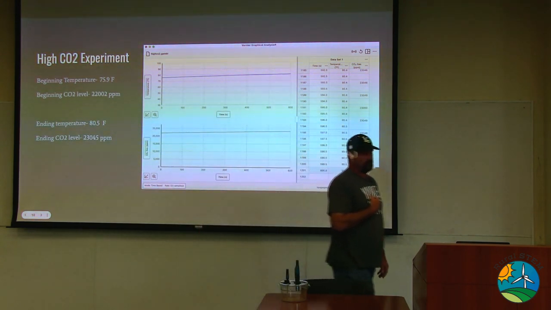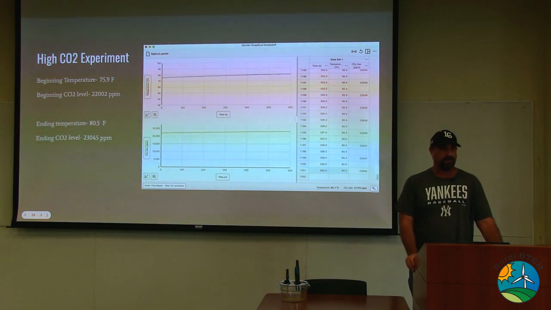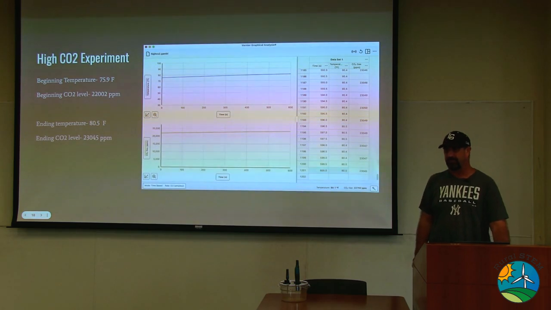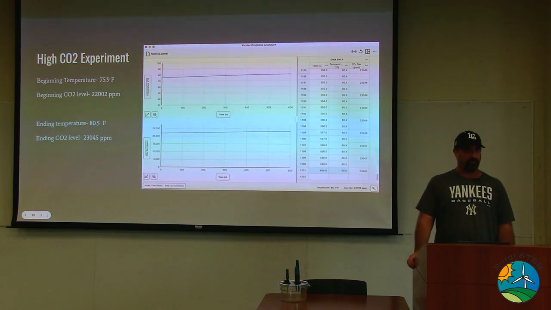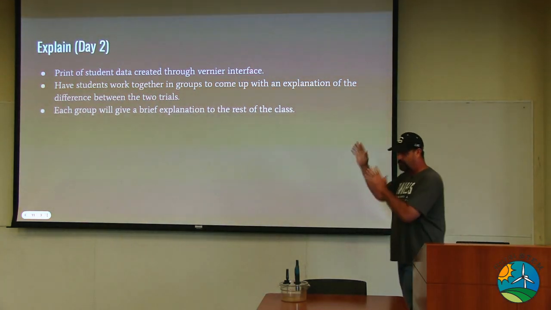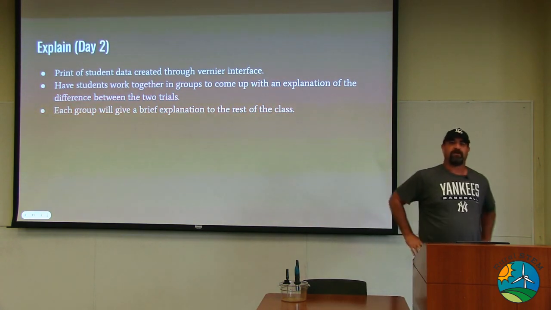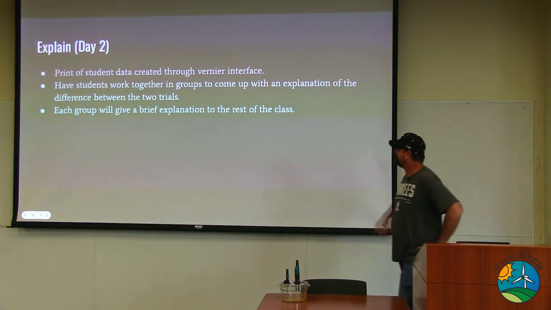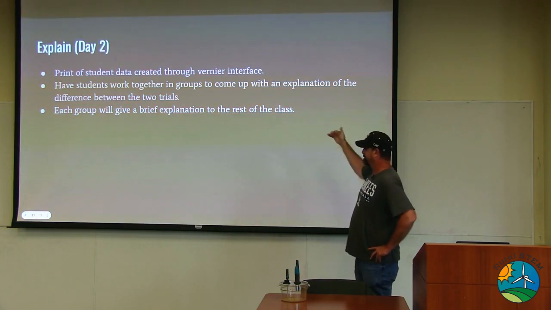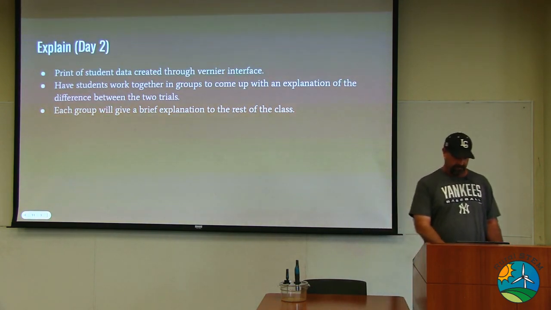And I have a lot of experience with 8th graders. 8th graders are going to look at me and say, that's not even that big a deal. But after 10 minutes, that's a pretty big deal. That's a pretty big increase for 10 minutes. More than half a degree. So then, that's day 1, do the experiment. Day 2 is the explain part of the 5 E's. So I would print each student's data that they get from the Vernier probes, work together in groups, and give a brief explanation of what happened and why they think it happened.